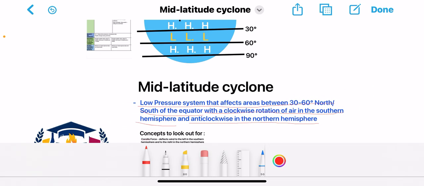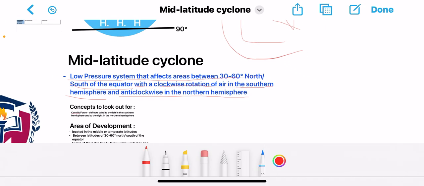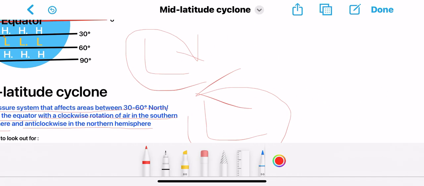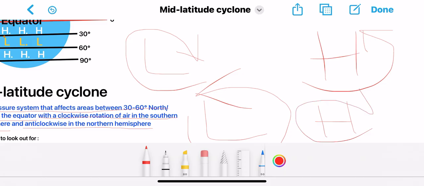I want us to understand this: the low pressure system spins clockwise in the southern hemisphere, however in the northern hemisphere low pressures go anti-clockwise. Meaning that because high pressures are anti-clockwise in the southern hemisphere, in the northern hemisphere high pressure cells will move in a clockwise direction.